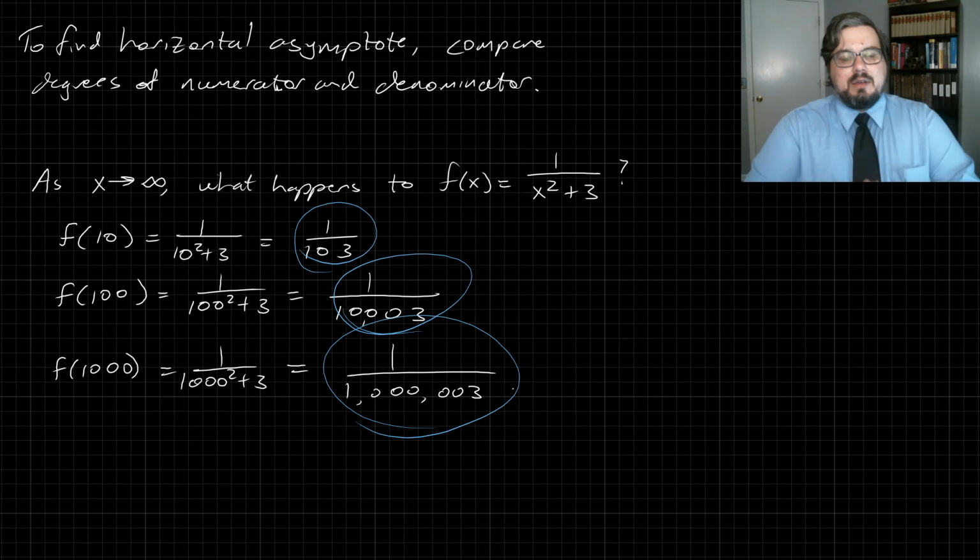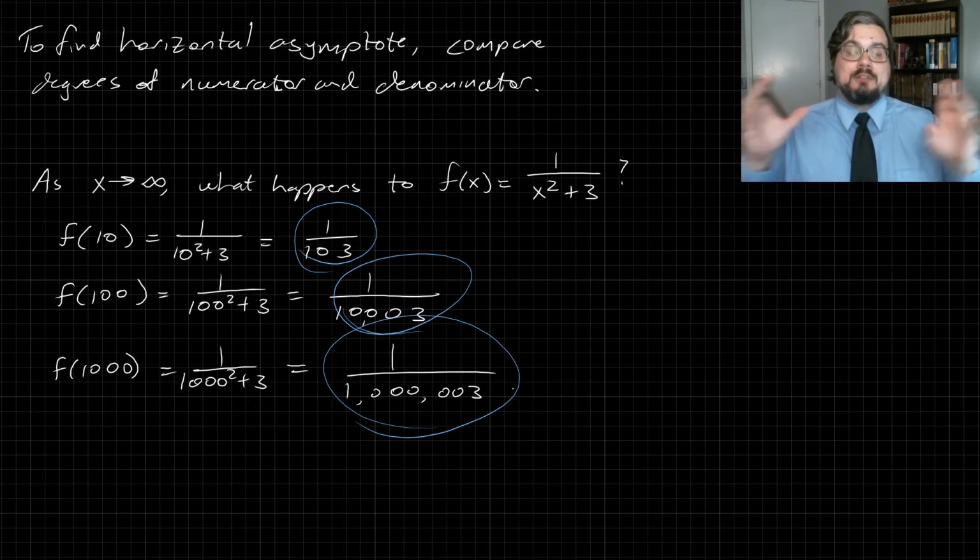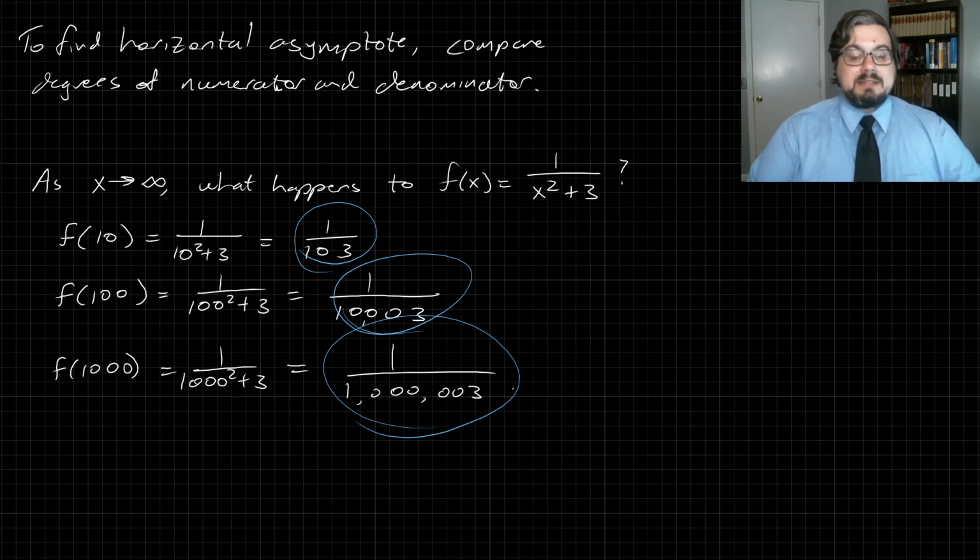Now let's look at what's happening to these numbers as x is getting bigger and bigger. We're taking a fraction in each case. The numerator is 1 in all of these cases, but the denominator is getting bigger and bigger. We get 1 over 103, 1 over 10,003, 1 over 1,000,003, and these full fraction numbers are getting smaller and smaller and smaller. In fact, we could make the output as small as we liked just by taking x to be larger and larger.